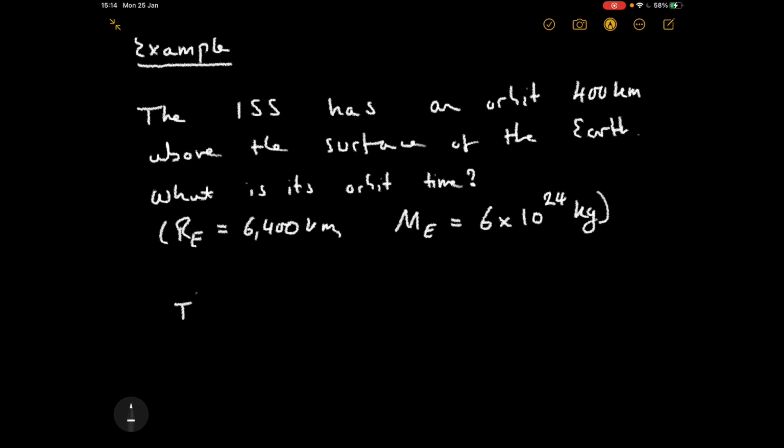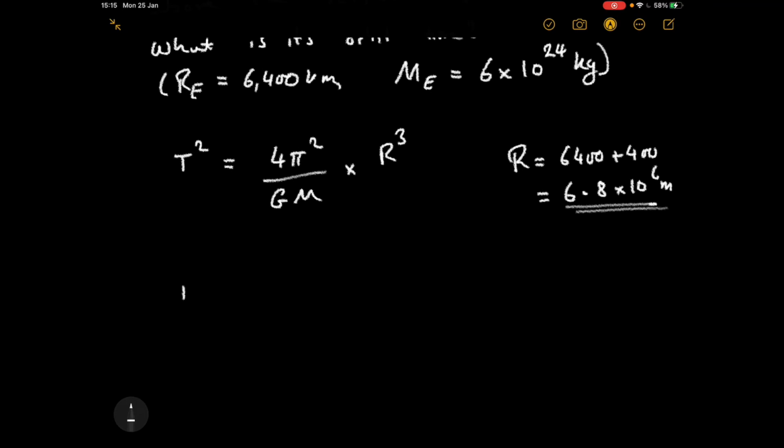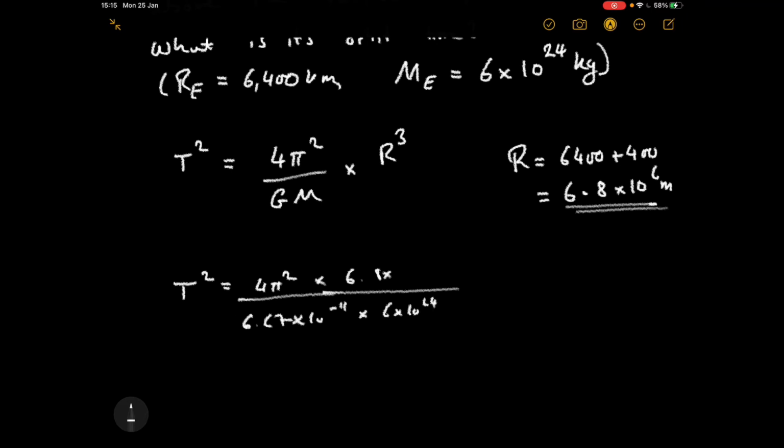So we can say T squared is equal to 4 pi squared over GM times r cubed. Now r is equal to 6,400 plus 400, so that equals 6.8 times 10 to the 6 meters. We've got to convert into meters if we're going to deal with seconds. So we end up with T squared equal to 4 pi squared over 6.67 times 10 to the minus 11 times 6 times 10 to the 24, times 6.8 times 10 to the 6, cubed. Throw that in. Cube that.